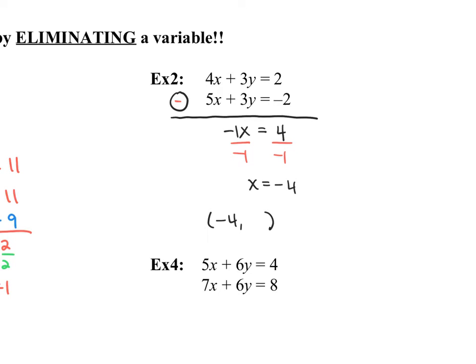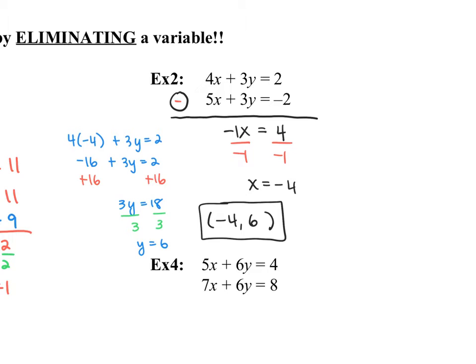I could put negative 4 into either of my two equations. I'm going to go ahead and put it in this top one. So I'm going to do 4 times negative 4 plus 3y equals 2. 4 times negative 4 is negative 16. To move negative 16 to the other side, I would add it, which would get me 3y would equal 18, and then I would divide both sides by 3, which means my y coordinate would be 6. And so my solution to the system is negative 4, 6, which means if I were to graph these two lines on a coordinate plane, I would expect them to intersect at the point negative 4, 6.